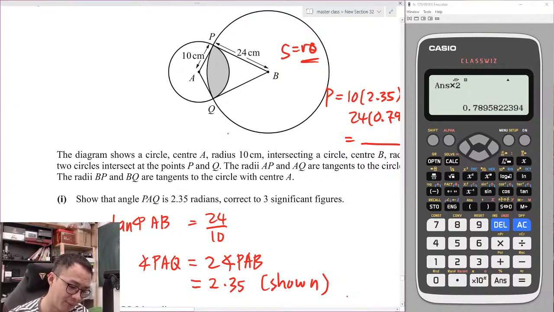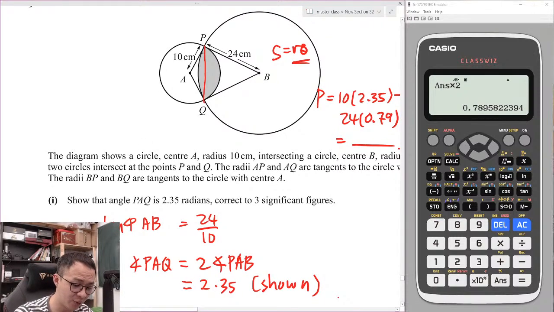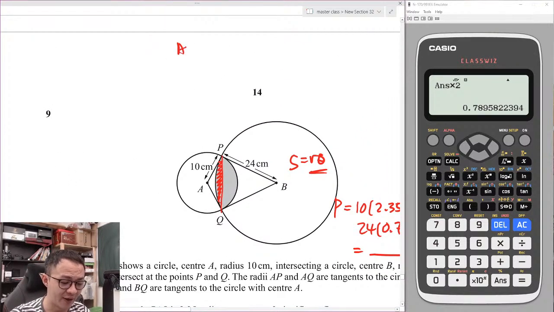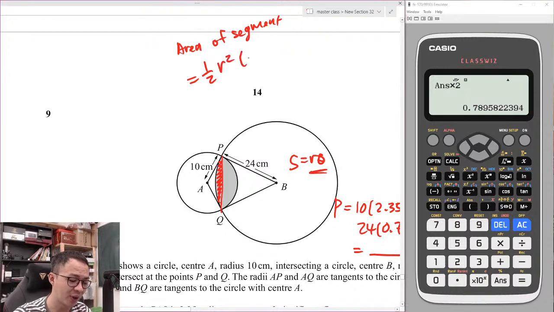Yeah, let me see. You have both areas of segment, isn't it? This one will be the area of segment for this sector, and then you have the area of segment for another sector. So basically you need to add both areas of segment. The formula for area of segment will be half r squared (theta minus sine theta).